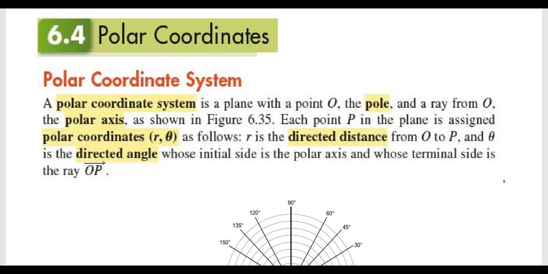So, there's a system of writing coordinates that's different than the one you practiced with so far in your life. The one you're used to dealing with is called the rectangular coordinate system, X and Y. Well, this one's called polar coordinates.